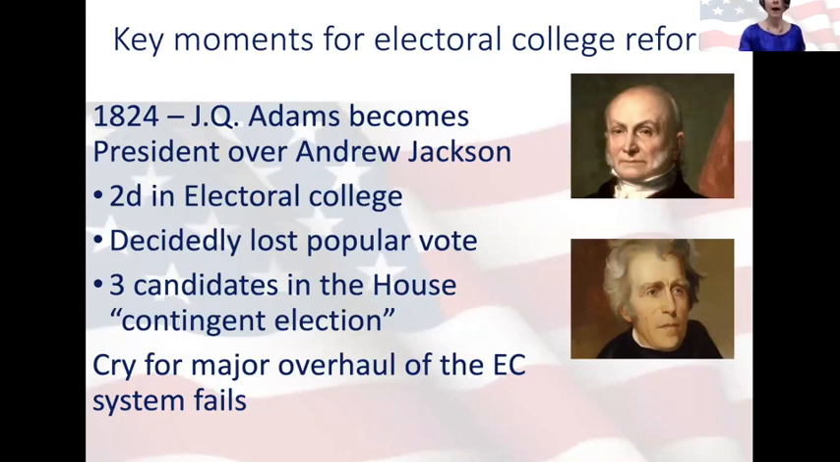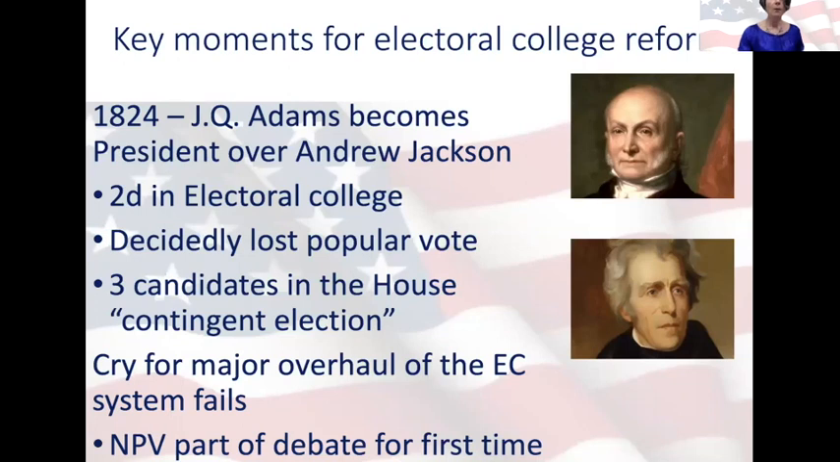There is a cry by now the Democrats to overhaul the Electoral College, and yet even this disaster can't lead to major reform. However, what's interesting is that the idea of the national popular vote becomes part of the debate for the first time, but in a backhanded way. Jackson, who is supposedly a small d democrat, as well as being a big D Democrat, cannot support the idea of a national popular vote because of the 3/5 clause and the advantage that slave states have in the Electoral College.